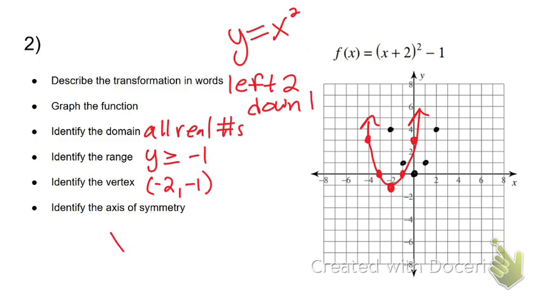My axis of symmetry is the x value of your vertex. It's where you could fold this parabola in half. And I'll add my dashed line there so you can see that's my axis of symmetry. It's where it's the same on both sides.